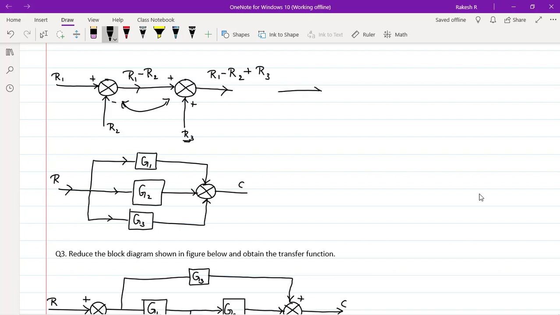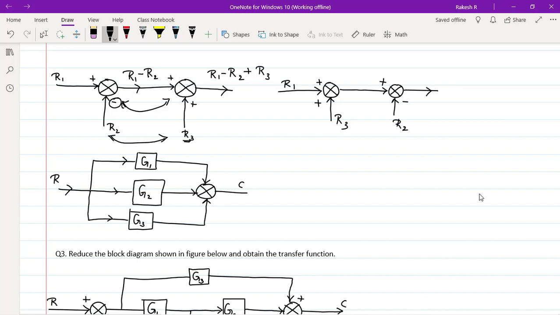First, we have the input R1 and a summing point, which is a positive input, and one more input, positive R3. What I have done is replaced the positions of R2 and R3, and then we have one more summing point. This is a positive input, and here we have R2 which is negative. Here R2 is negative, so I will write minus R2, and we have the output.